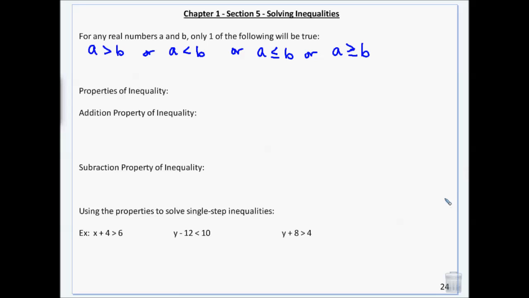It's either going to be greater than or it's going to be less than. It'll either be greater than or equal to, or it'll be less than or equal to. It cannot be both greater than and less than. Not in real numbers anyway.